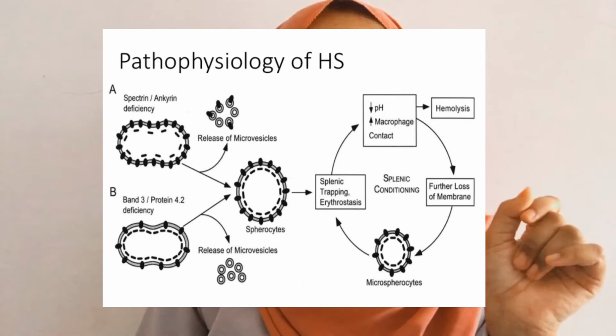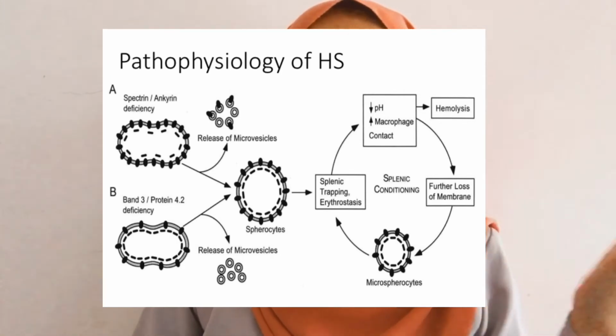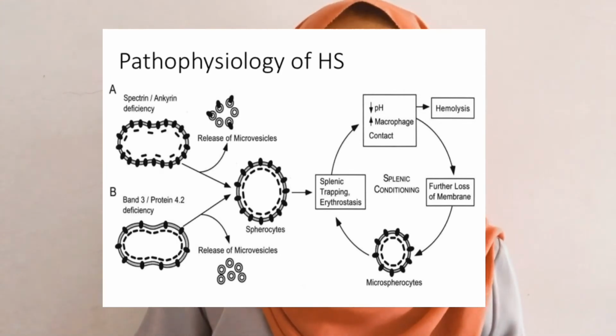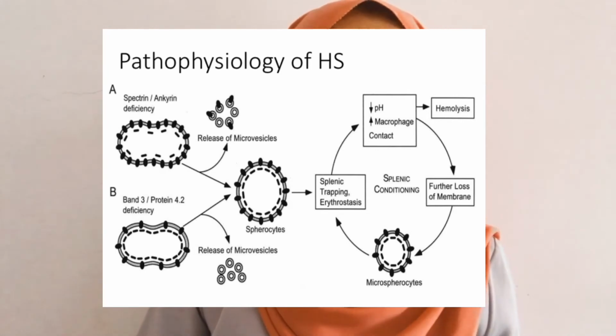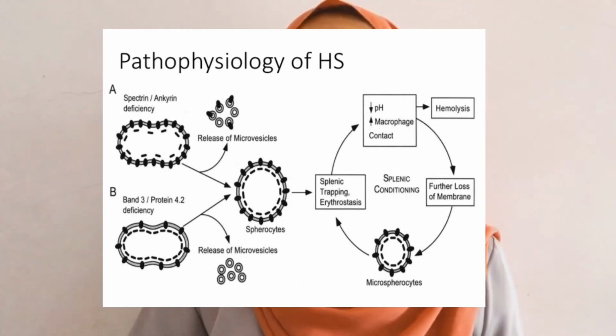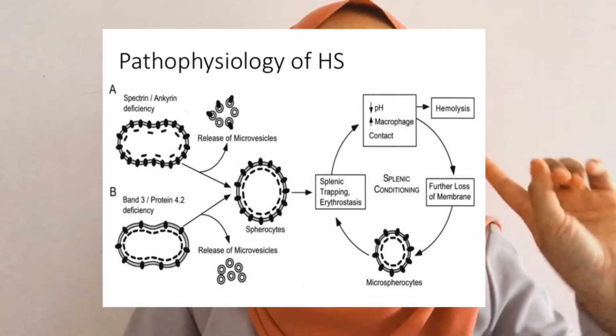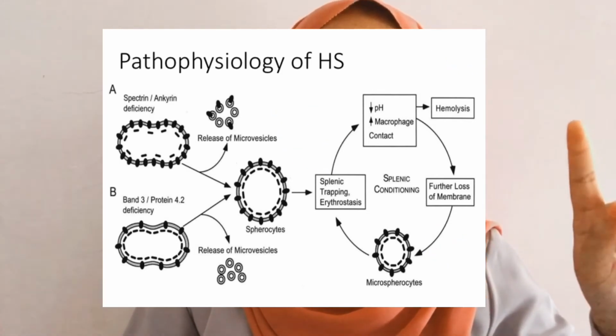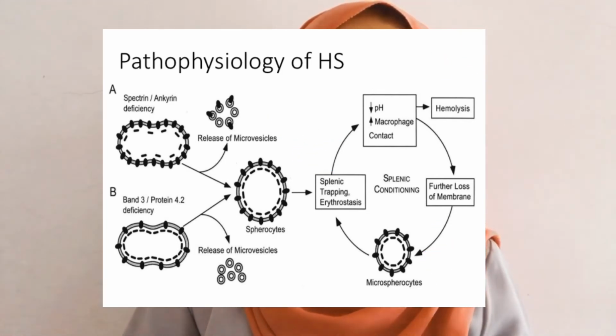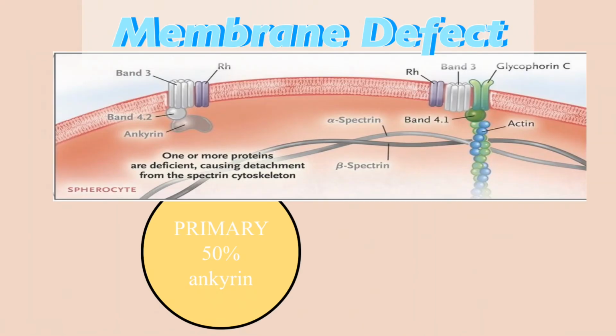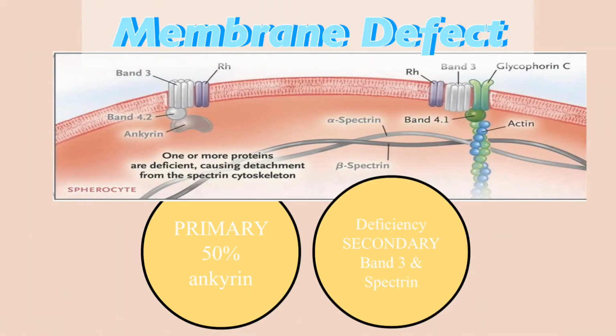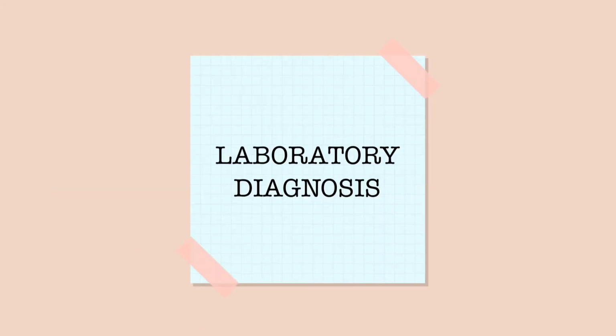And then when it goes through erythrophagocytosis, the cell could become hemolyzed. It will go through hemolysis, or if it doesn't go through hemolysis, it will release more microvesicles, and it becomes microspherocytosis. Membrane defect is primarily 50% ankyrin deficiency, secondary band 3 and spectrin.